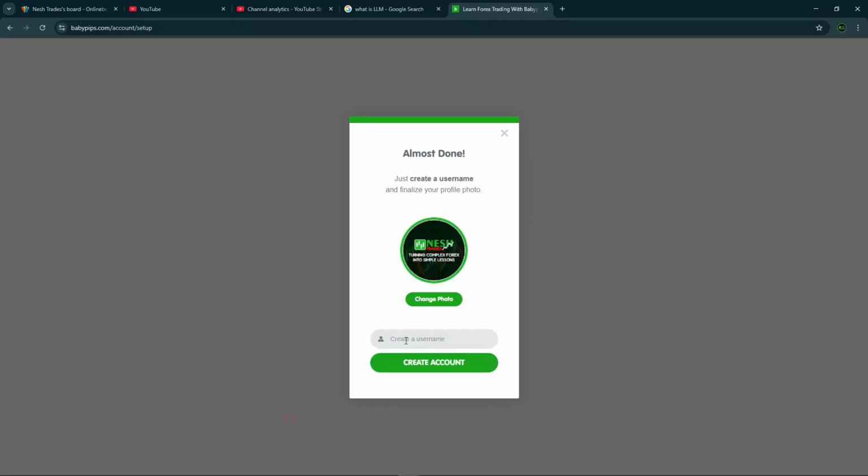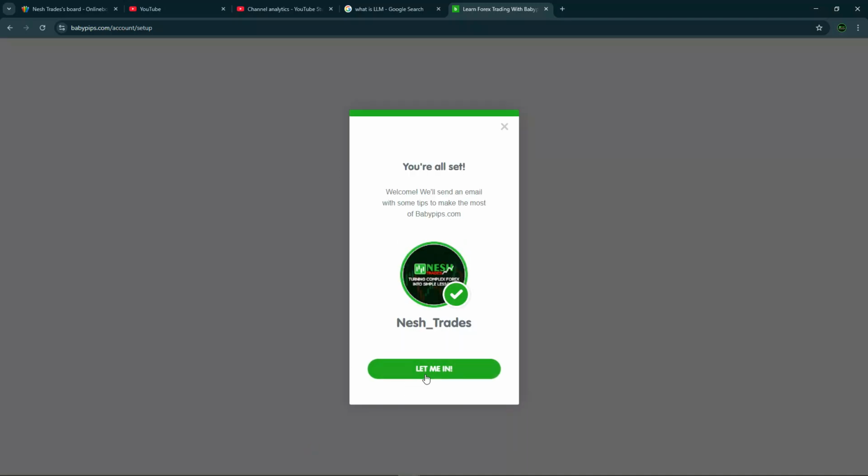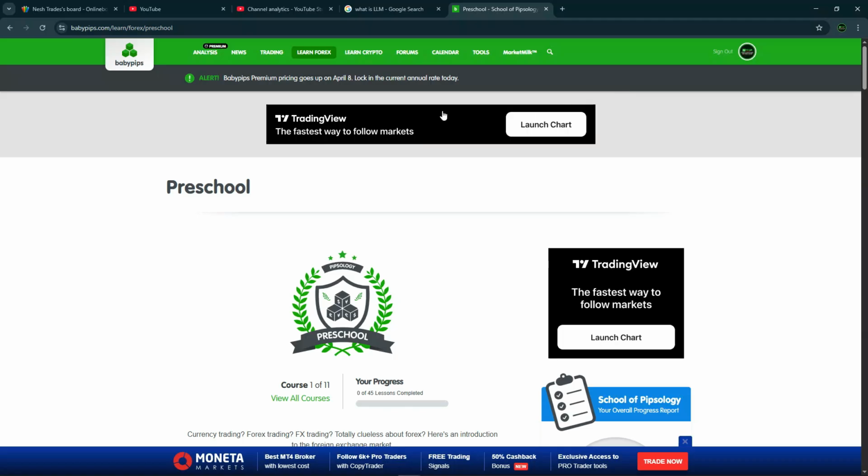Okay, you can create your name, then you can call yourself Nesh Trades. Then you create account. Oh, username must contain only numbers. Right, we can add an underscore here to make it unique. Boom. So let me in. So we have our account, and now we are going to track our progress.